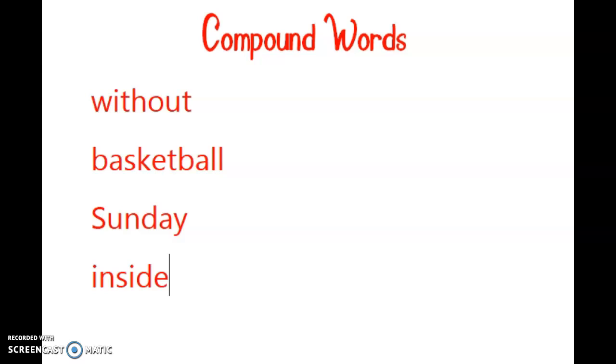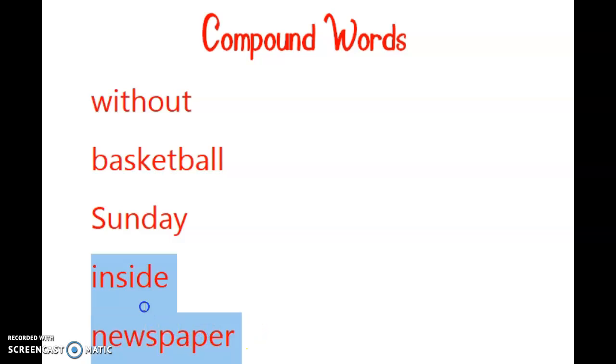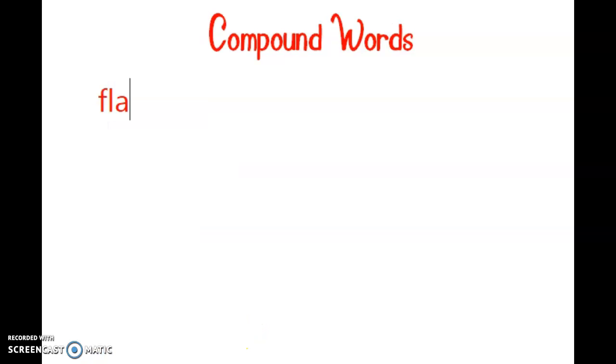Number 5, our camp director was reading a blank. Newspaper. Draw a line between news and paper. Number 6, I brought a blank and some batteries. Let's take a look at our list to find the word flashlight. You are going to draw your line between flash and light.